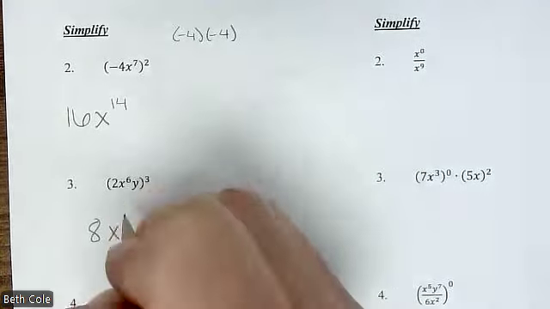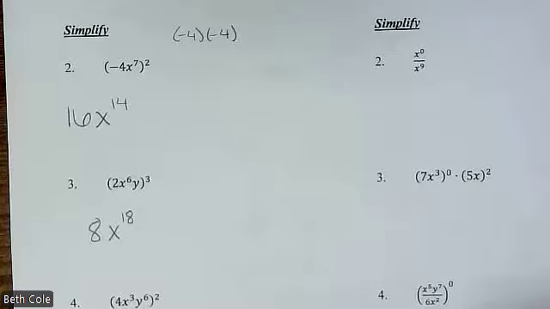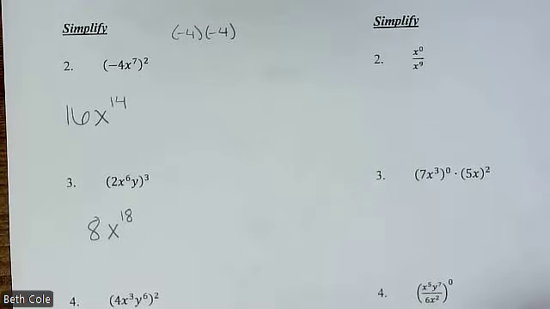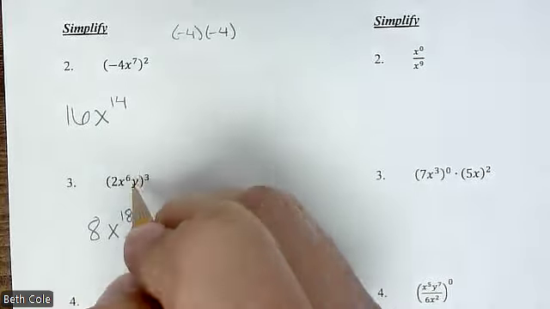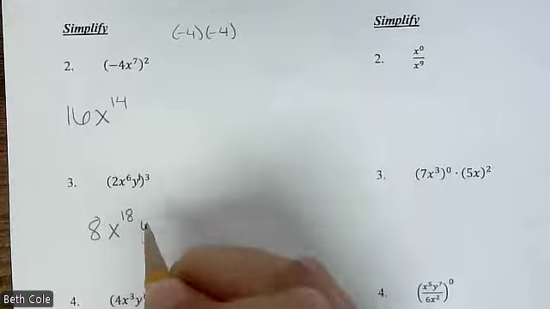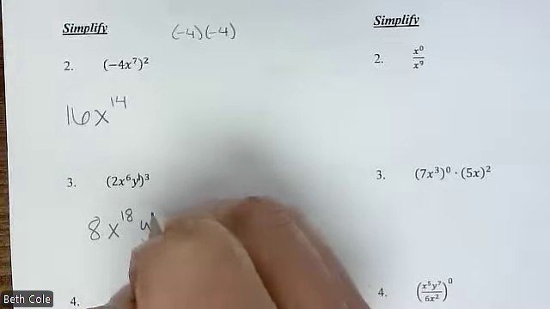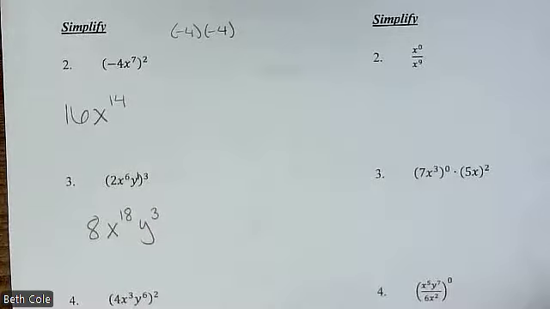18. Why is it 18? That's correct. 6 times 3 is 18. Now, do you see how this y doesn't have a power? What does that mean it really is? 1. And so you would do 1 times 3, which is 3.